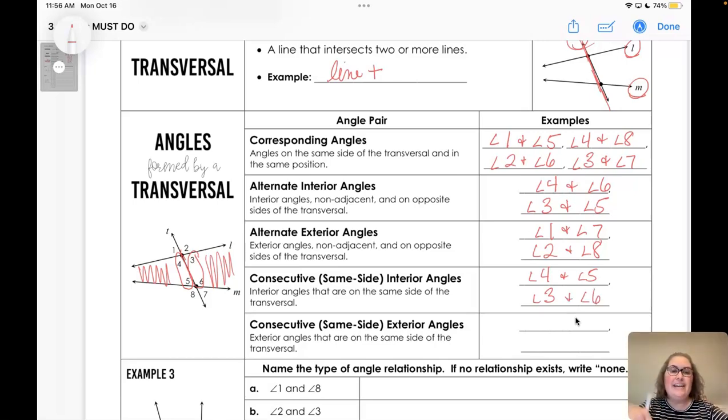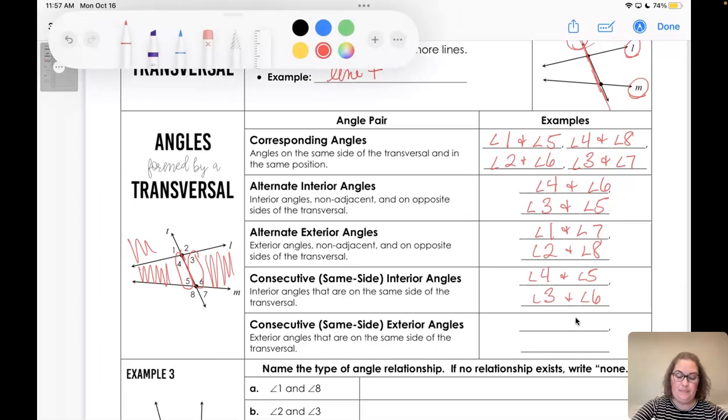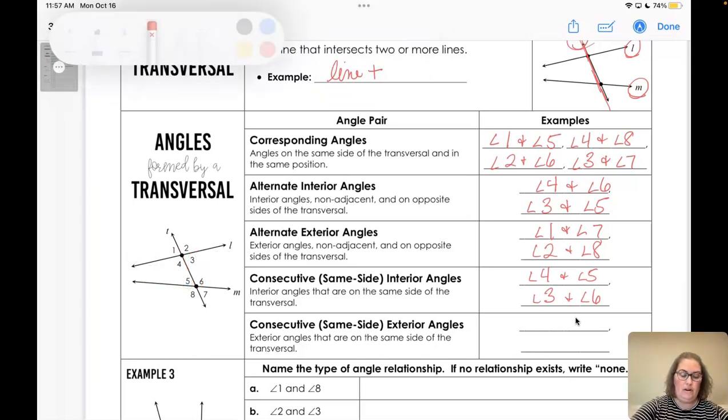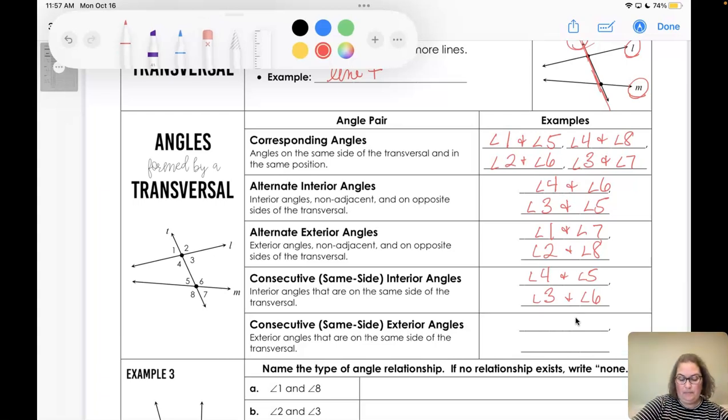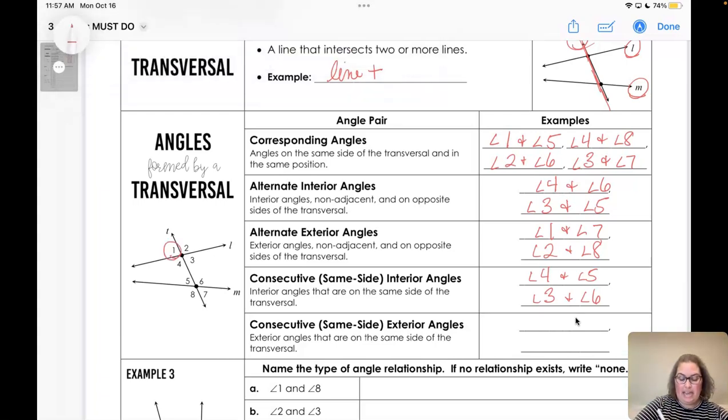So then same side exterior, it's the other part on the outside. And here we're looking at 1 and 8. They're on the exterior and they're on the same side of the transversal. So angle 1 and angle 8. The other set would be 2 and 7.